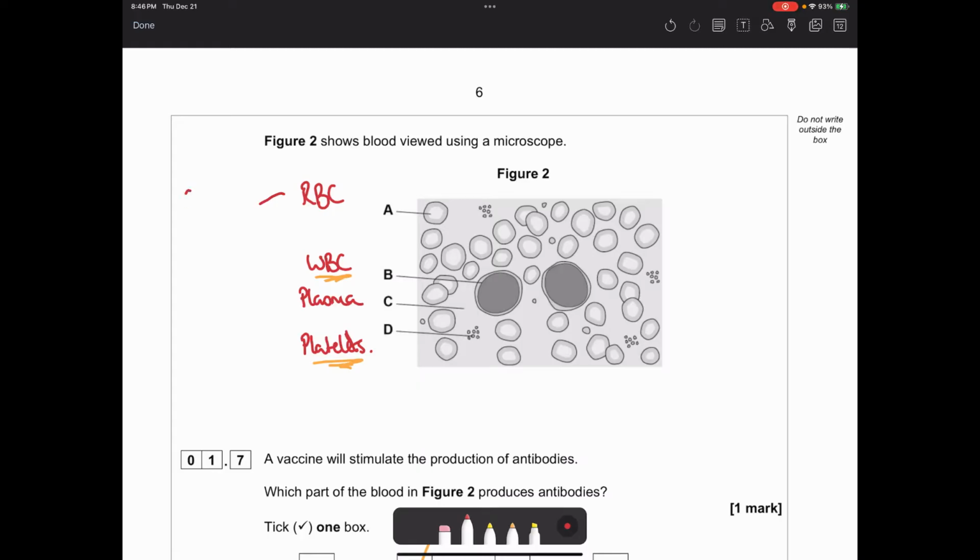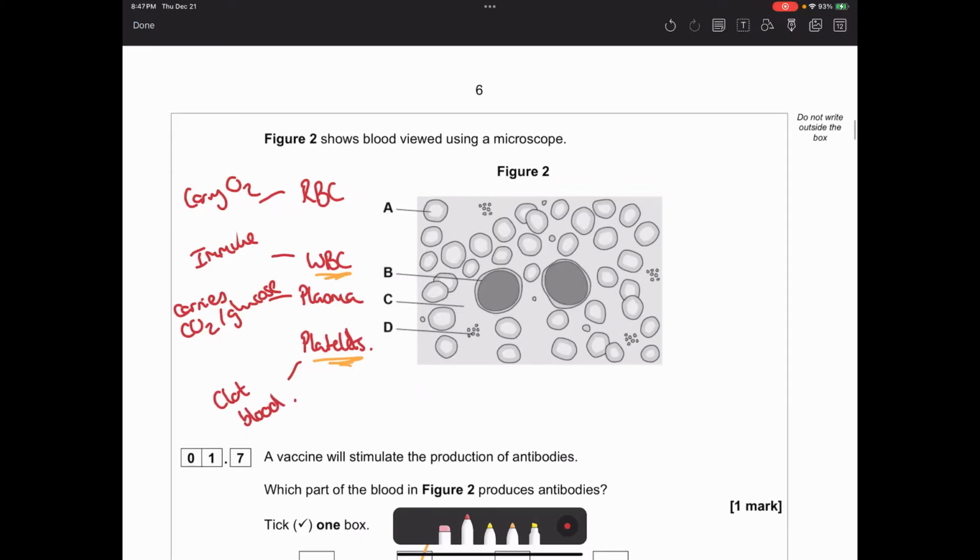Quick summary: red blood cells carry oxygen, white blood cells are our immune system, plasma carries other substances like CO2, glucose and hormones, and platelets clot blood. Okay, and those are your parts of blood.